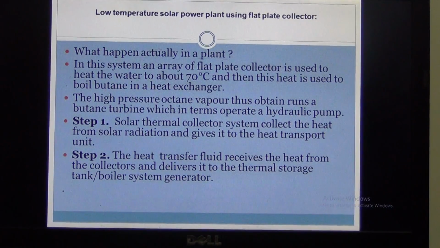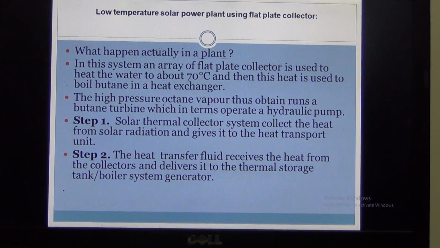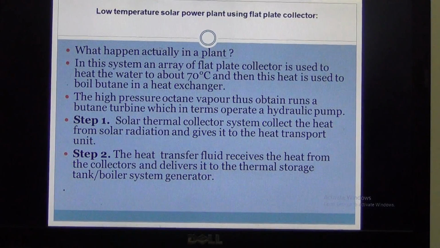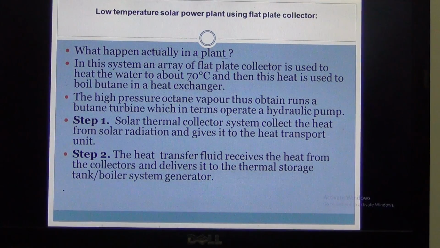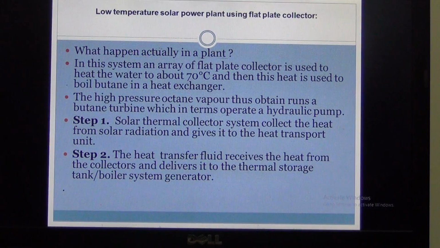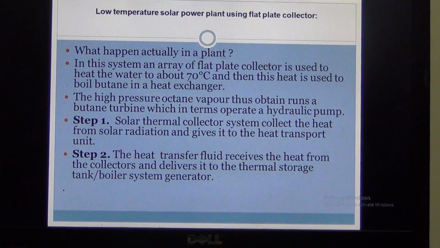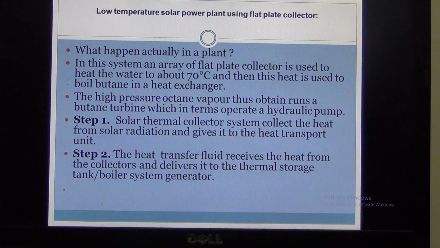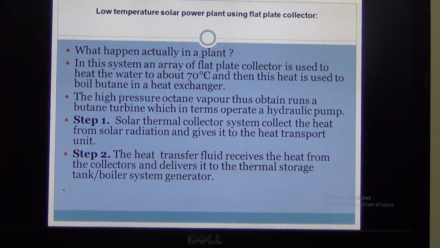So what happens actually in a plant? Take a low temperature solar power plant using a flat plate collector. In this system, an array of flat plate collectors is used to heat the water to about 70 degrees Celsius, and then this heat is used to boil butane in a heat exchanger. The high pressure butane vapors thus obtained run a butane turbine, which in turn operates a hydraulic pump.